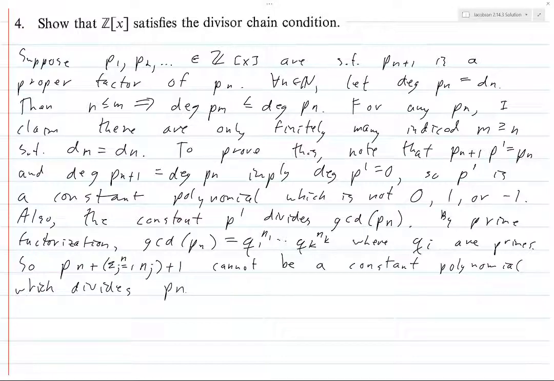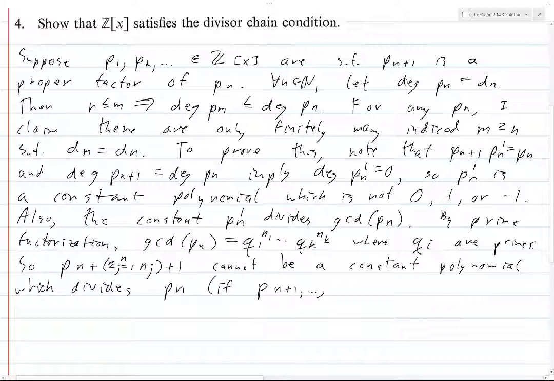Or rather, this is of course if Pn plus 1 all the way up through. Oh wait, no. No, what are the... here. We got to be specific about these. So Pn prime is going to be dividing Pn. So this implies the degree of Pn prime is this. So Pn prime, the constant Pn prime divides the GCD of Pn.